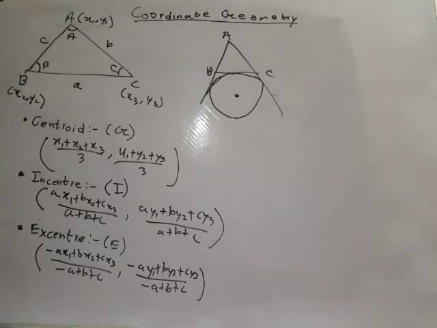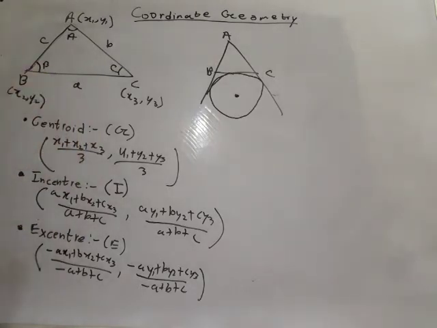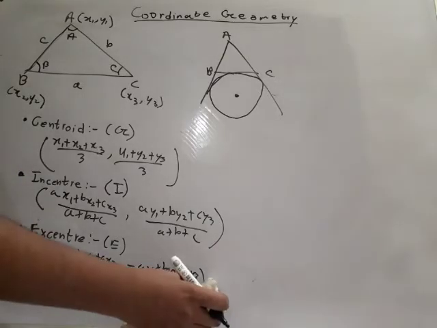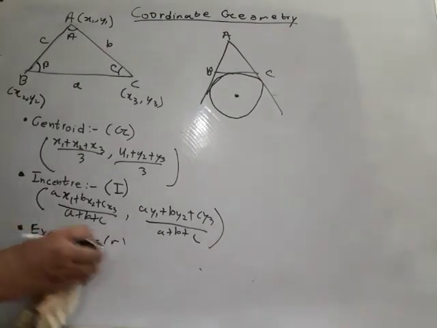Now if you are told to find the excenter opposite to B, how will you do that? Just follow this one with negative of b. So (ax1 - bx2 + cx3) / (a - b + c), and (ay1 - by2 + cy3) / (a - b + c). So three of our centers are done, and the excenter is usually abbreviated as E.